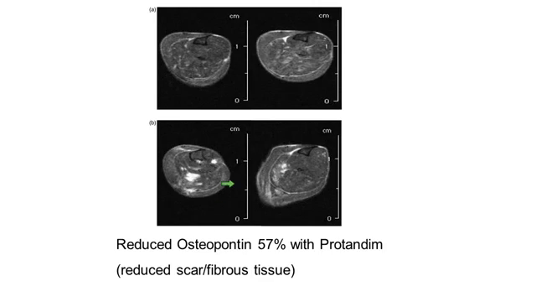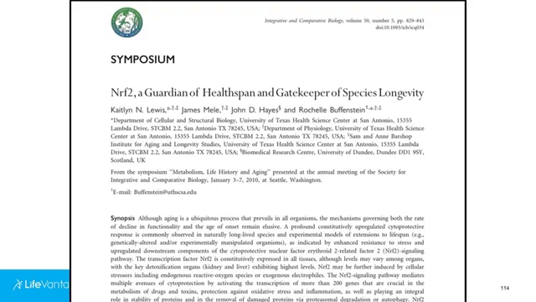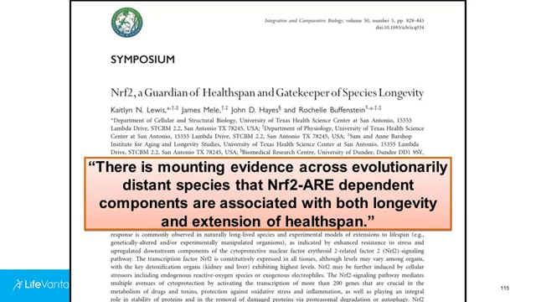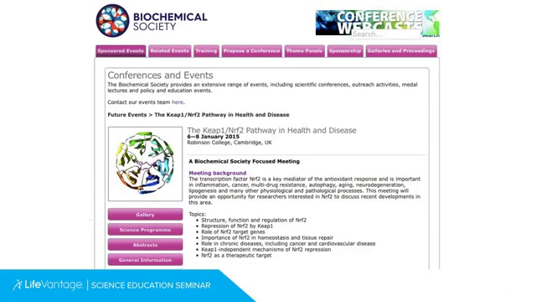The white area here is the scar tissue. So these were the animals that were treated with Protandim. These were the animals that were not. So you could see a significant reduction in the scar tissue. We talked about this article, the NRF2 healthkeeper, or guardian of health span and gatekeeper of species longevity. I won't go into any more detail on that.